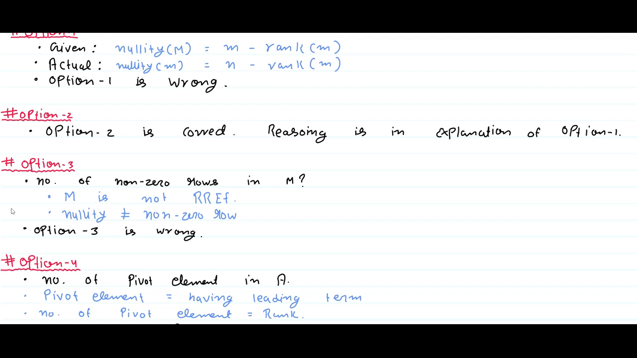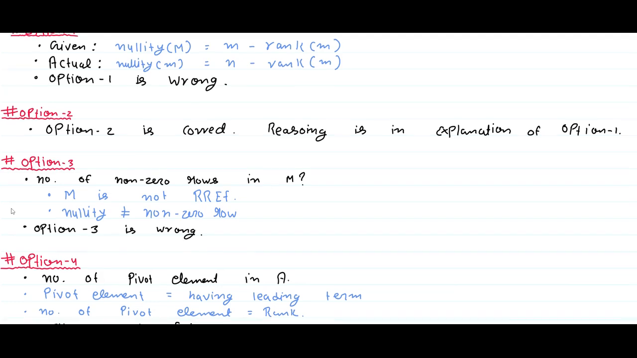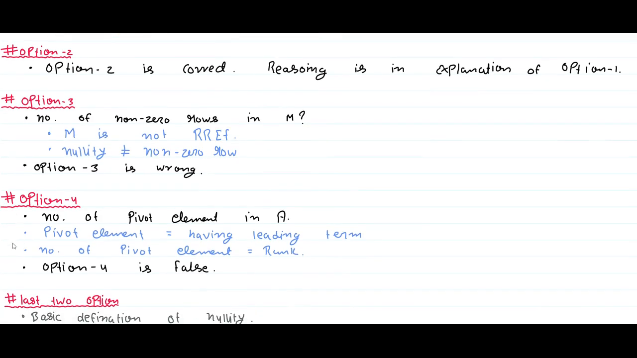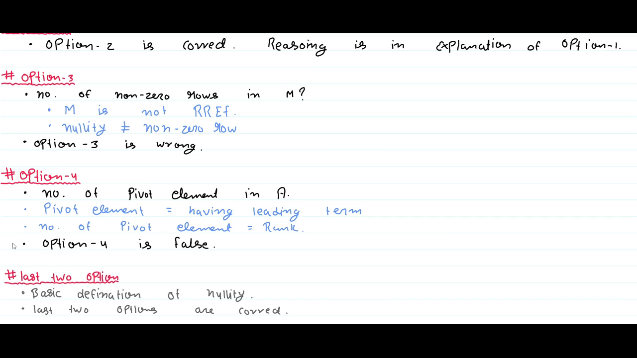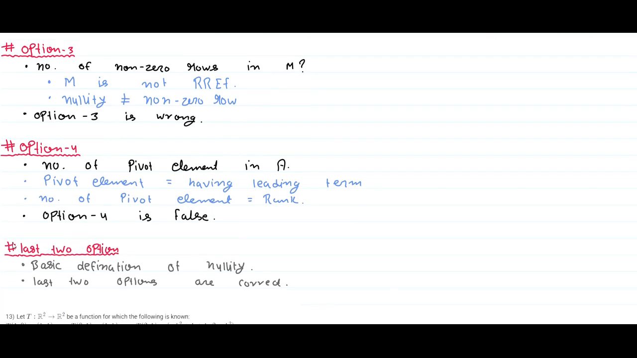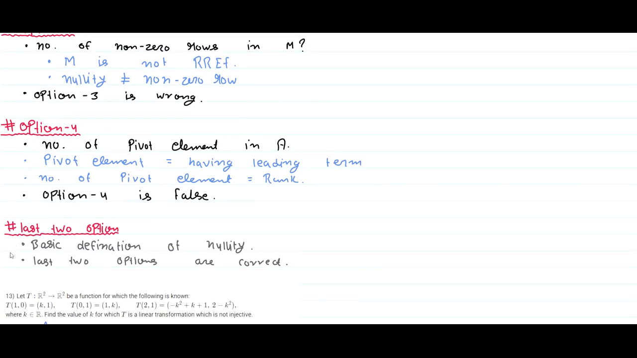Let us now see the option number 4, which says that nullity is equal to number of pivot elements in A. This option is also wrong, as the nullity is the number of independent variables or non-pivot elements in reduced echelon form. Let us now see the option number 5. It basically says that nullity is equal to number of independent variables for the system Mx is equal to 0. Hence this option is true. And the last option, which is option number 6, says that nullity is equal to number of independent variables for the system Ax, so this option is also true. So, the correct options are option number 2, 5 and 6.